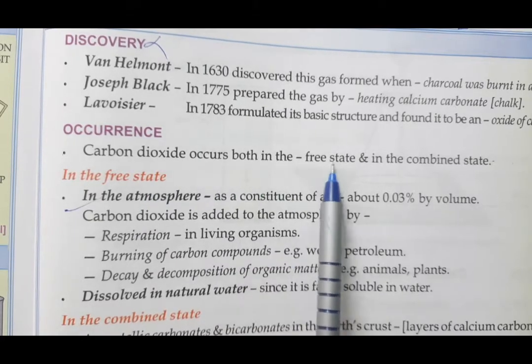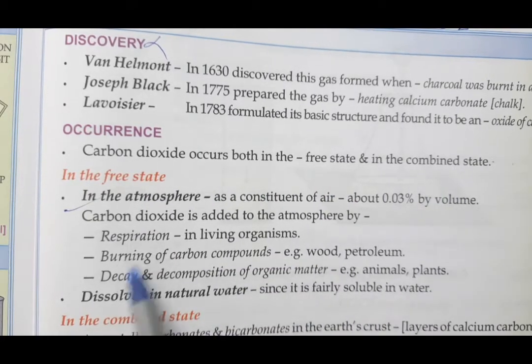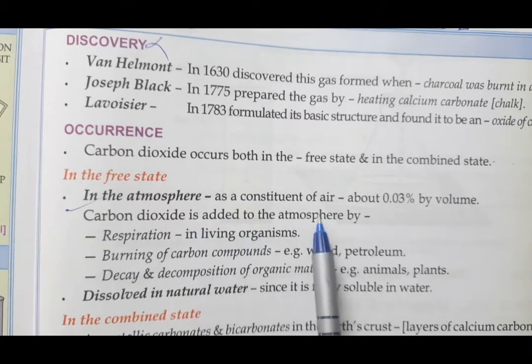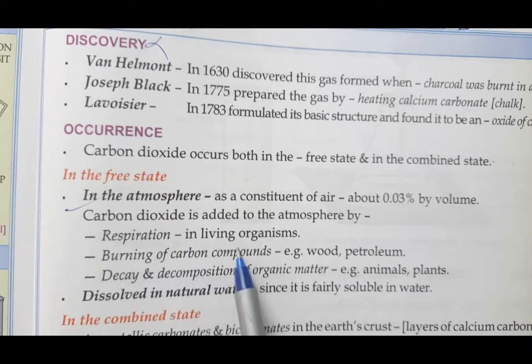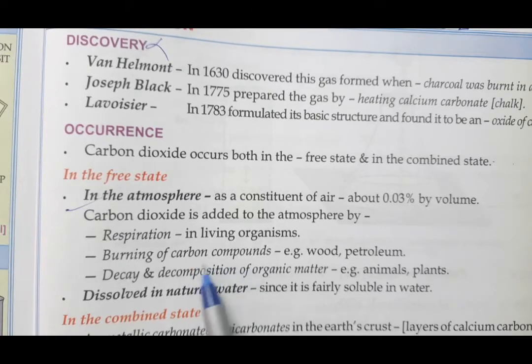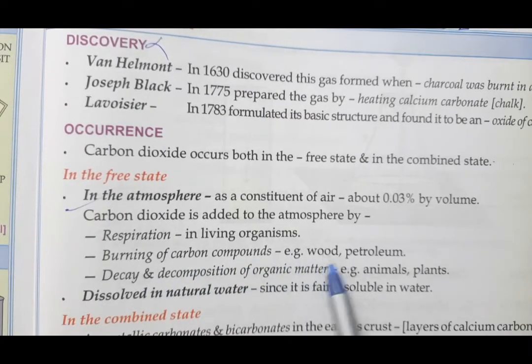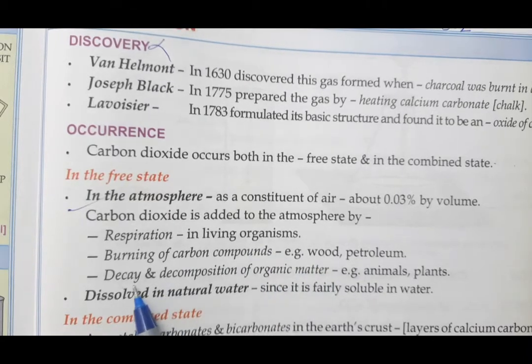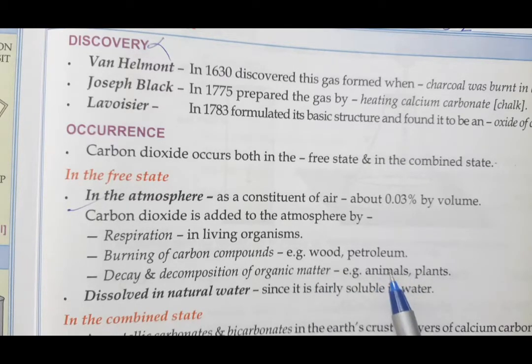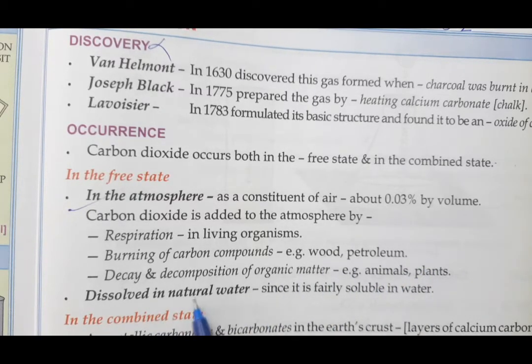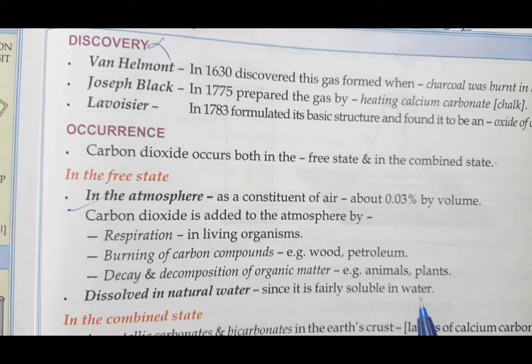Carbon dioxide occurs both in free state as well as in combined state. Carbon dioxide is added to the atmosphere during respiration. When we respire, we exhale carbon dioxide and it goes to the atmosphere. It is also produced by burning of carbon compounds like organic compounds, that is hydrocarbons. When they burn in air, like wood or petrol, we get carbon dioxide gas. Even due to the decay and decomposition of organic matter, like from animals and plants, carbon dioxide is produced. It is dissolved in natural water, because it is very soluble in water.